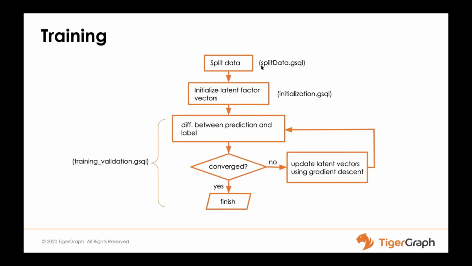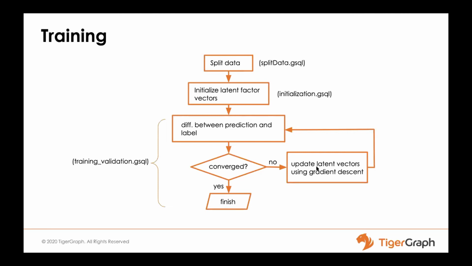So to start, we will split the data into the training and the validation set. And the second step is to run this initialization query to initialize the latent factor vector. And then we will have another query that I showed you in the demo. This query will have a while loop. And inside this while loop, it will first compute the difference between the prediction and the real value. And then it will check if this prediction is good enough.